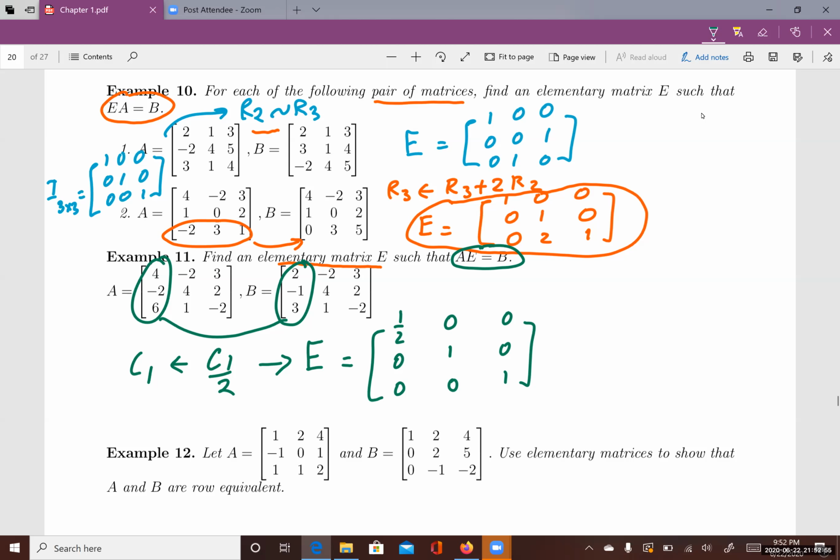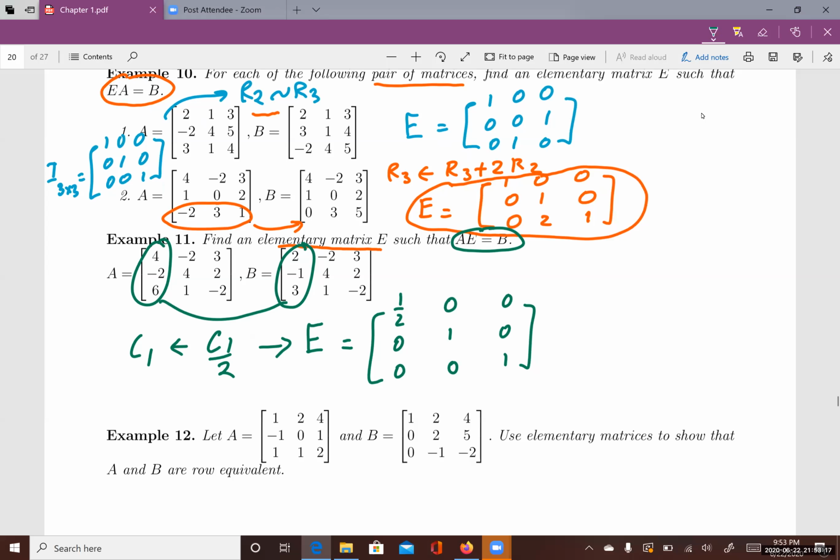Just keep in mind, instead of doing row operations like arithmetic, you can come up with what row operation you want to do, then you can come up with elementary matrices representing those row operations. So then you can go from one matrix to one of its equivalent matrices.